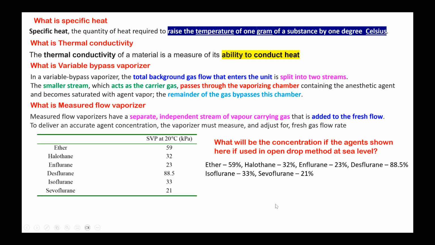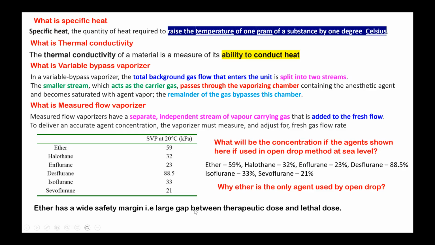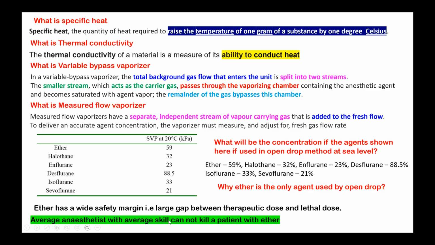In the first slide, what I showed you, ether can still be used. Why is ether the only agent to be used by open drop? It has a safety margin, a large gap between therapeutic dose and lethal dose. And an average anesthetist with average skill cannot kill a patient with ether. That is the adage that we used to follow.